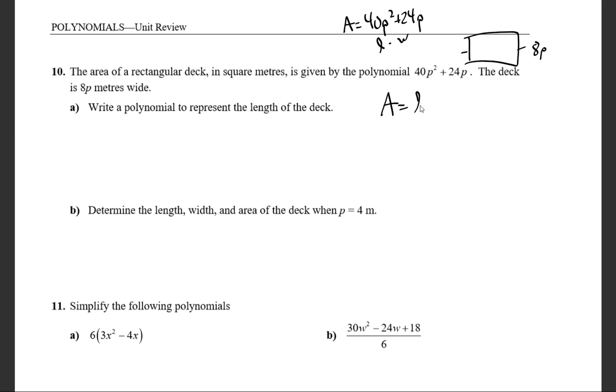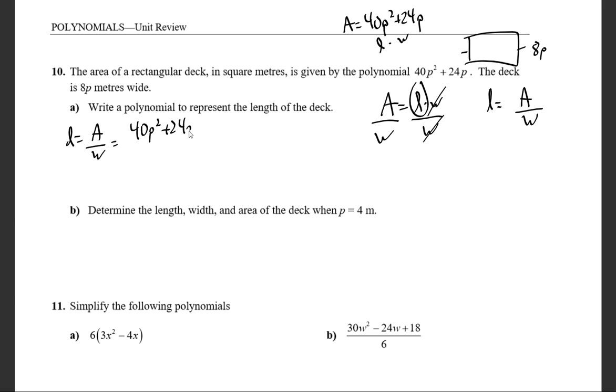So if we know the area is length times width, and we want to know the length, the length will be equal to the area divided by the width. We can know that because we can divide by the width to cancel out here, and what we do on the right side, we must do on the left. So we have our length, which is equal to our area over our width. The area was this, and the width was 8p. So this is the width, and this is the area right there. So we need to divide these two.